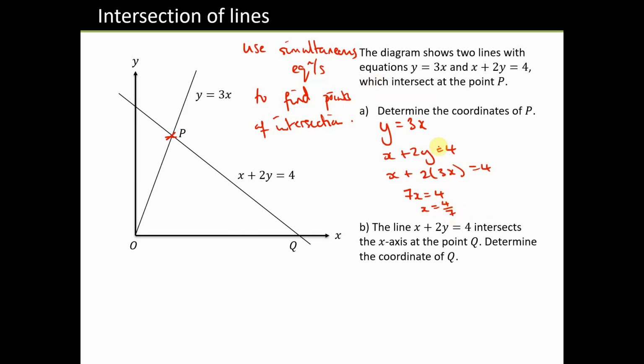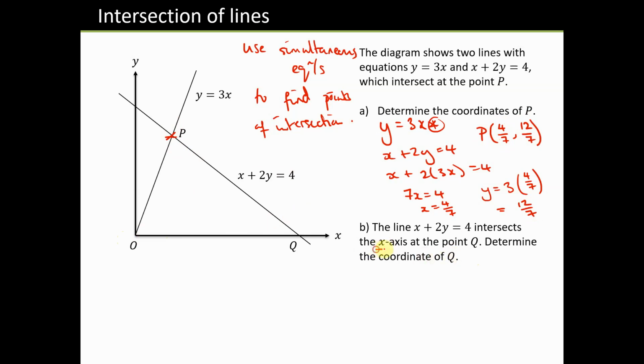It's a coordinate, so we actually want to find the corresponding y value. So I'm going to plug it into this equation here. So y equals 3 lots of 4 over 7. This is going to be 12 over 7. So my coordinate of p will be 4 over 7, comma 12 over 7. And that looks somewhat accurate depending on this diagram: less across and more up, in the positive quadrant.